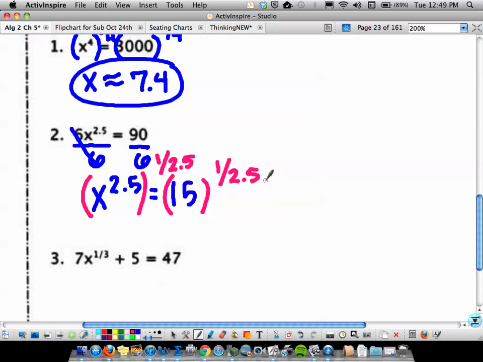It's not our final answer, so I'm not worried about using this kind of fraction that's not typically allowed. So 2.5 times 1 over 2.5, because that's what we have here. We have a power raised to another power, and our exponent rules would tell us to multiply those. So 2.5 times 1 over 2.5 is just gone. It's x to the first, or just plain x. And then 15 raised to the 1 over 2.5 we'll do on our calculator.